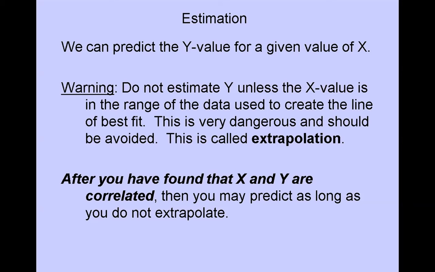This is called extrapolation. So after you have found that x and y are correlated, so you've done the hypothesis test and found a significant relationship between the two quantitative variables, then you may provide prediction estimates as long as you do not extrapolate.